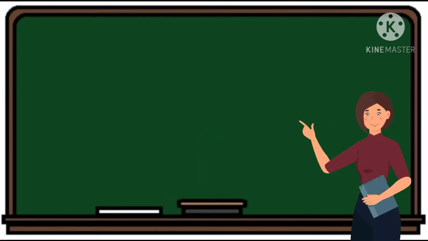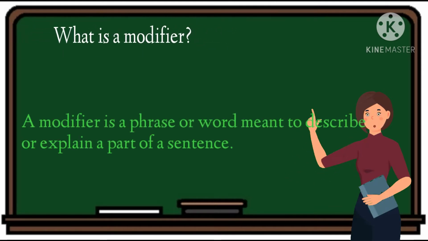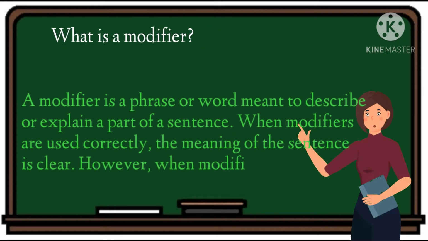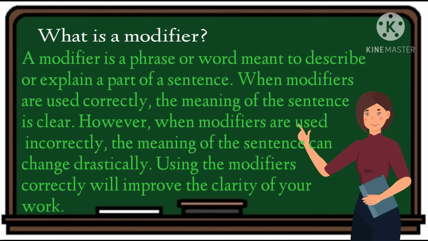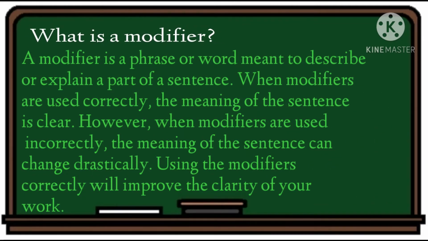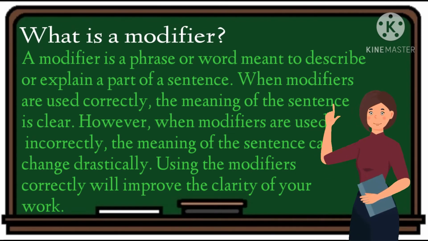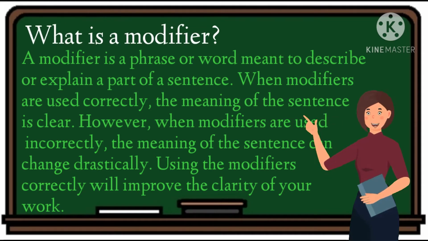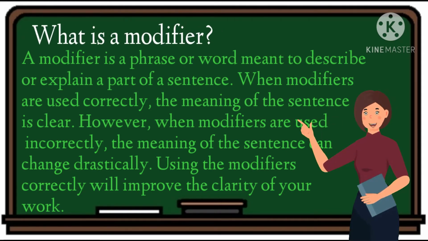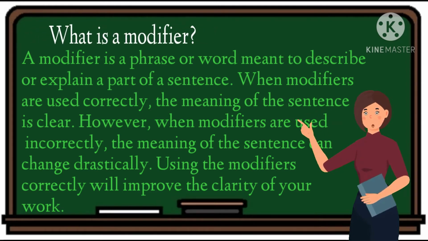But before anything else, let us define first the word modifier. A modifier is a phrase or word meant to describe or explain a part of a sentence. When modifiers are used correctly, the meaning of the sentence is clear. However, when modifiers are used incorrectly, the meaning of the sentence can change drastically. Using modifiers correctly will improve the clarity of your work.